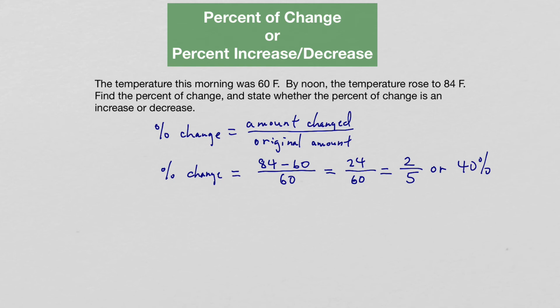The second part is to state whether the percent of change is an increase or a decrease. We know the temperature rose, so this percentage has to be an increase. So the final answer is 40% increase.